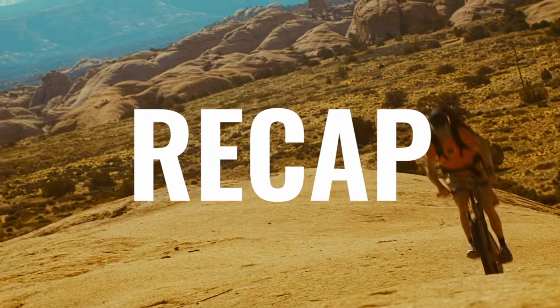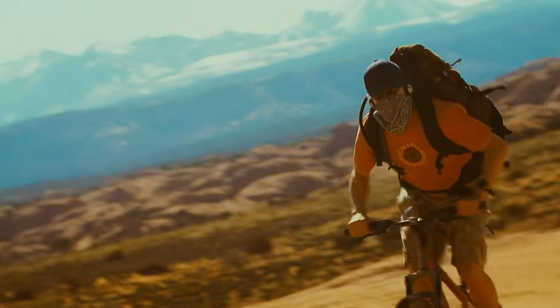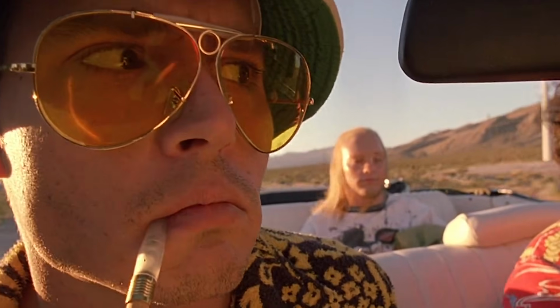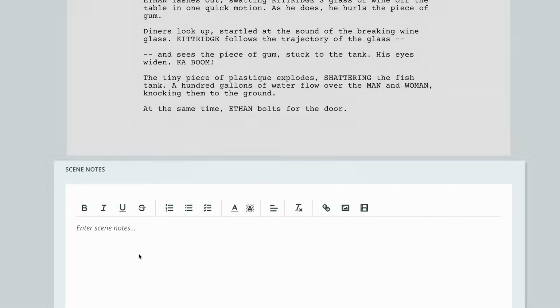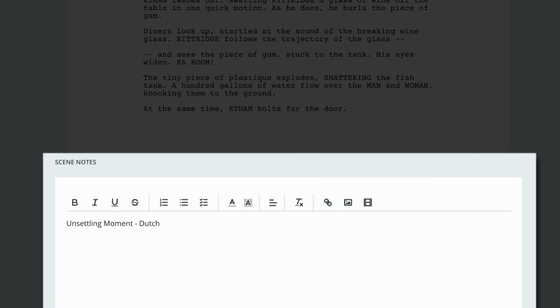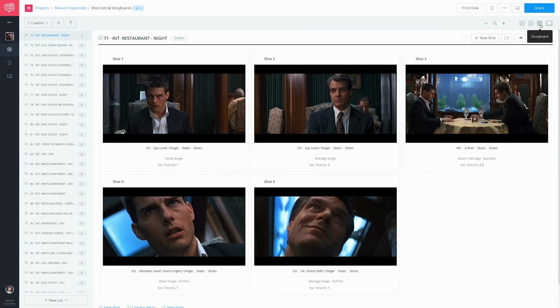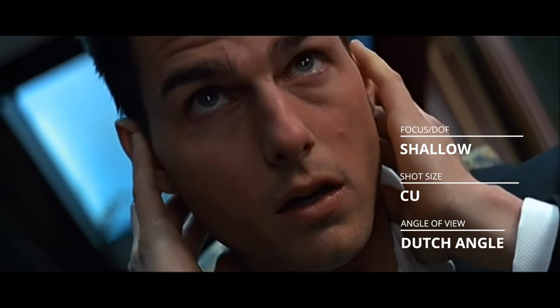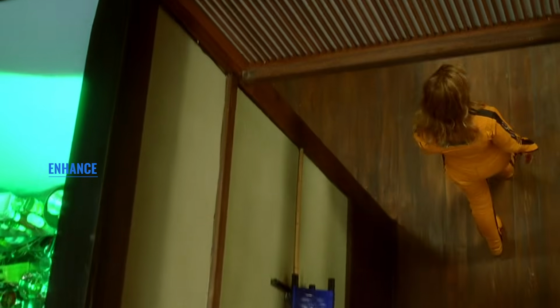Let's recap. Before you decide to use a Dutch angle, remember to identify the moments during your script breakdown. Consider the moments while you create your shot list and storyboard, and enhance the moment with camera techniques and cinematic language. There are a few things you can do to enhance the shot.